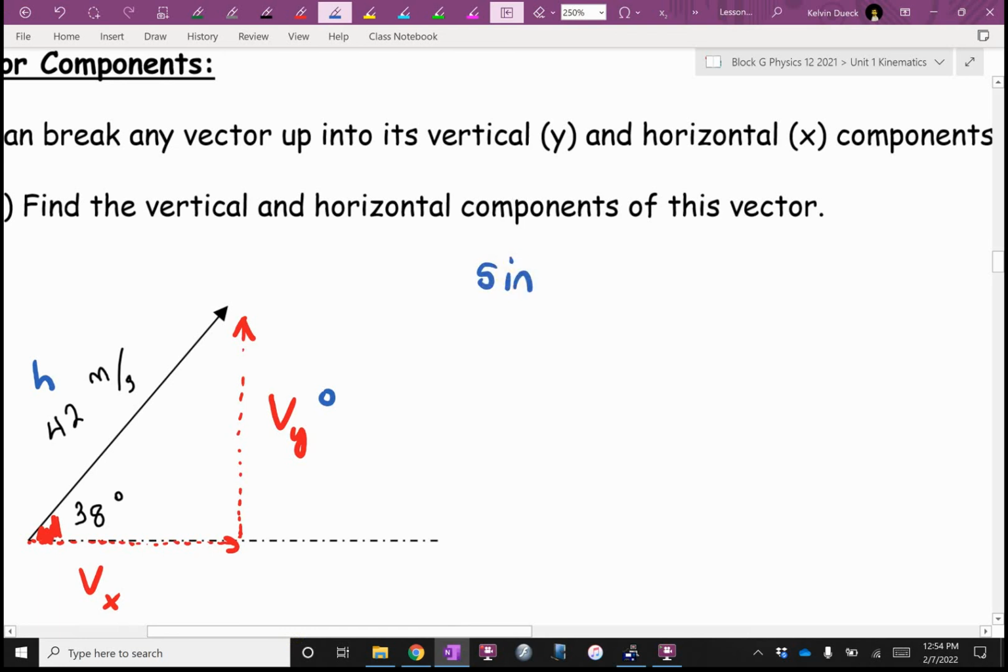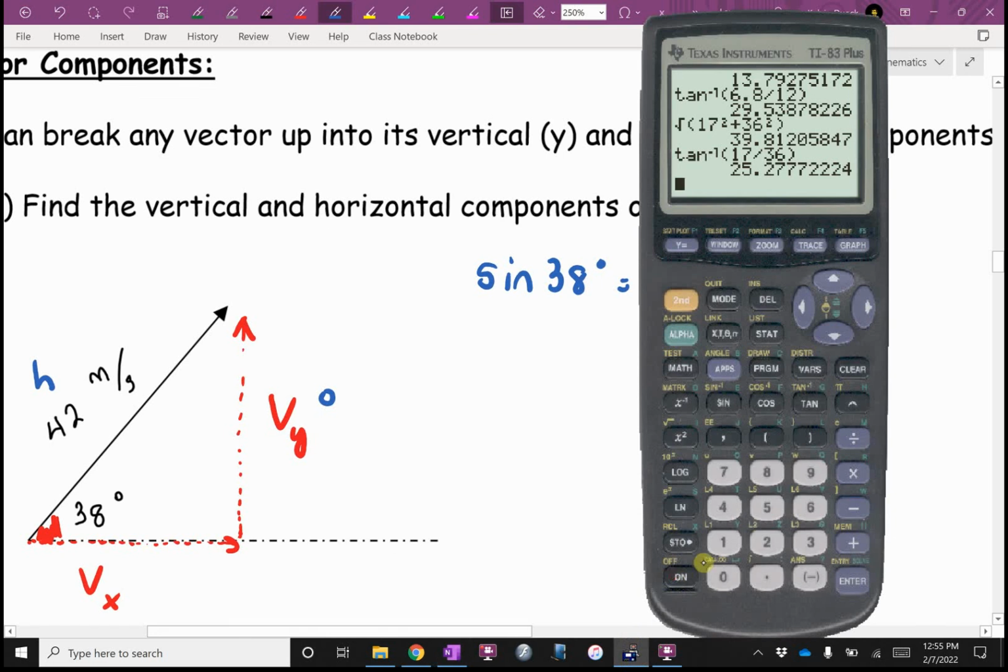What always goes next to the trig function? The angle, which in this case is 38, and that's going to equal Vy over 42. How would I get the Vy by itself? Yep. If you can do that without writing that step out in your homework, I'm fine with that. In other words, if you can draw a little arrow and say Vy equals 42 sine 38, 25.9.